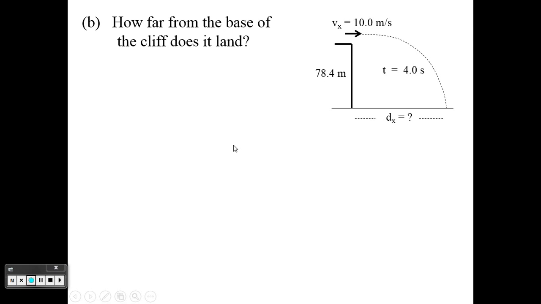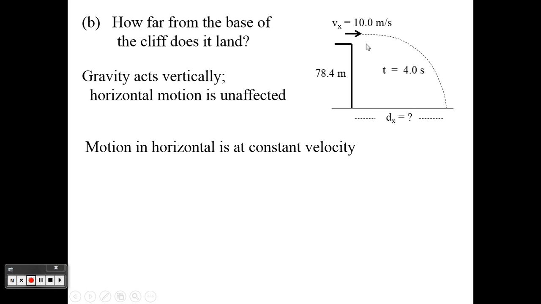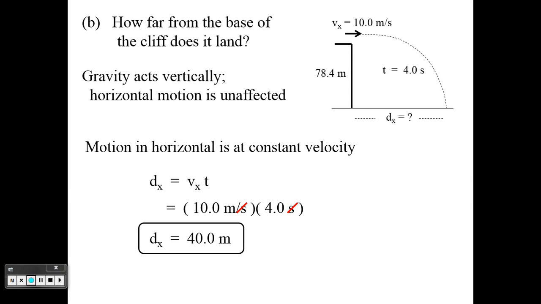Once again, we know that gravity acts only vertically. The horizontal motion is completely unaffected by gravity and therefore is at constant velocity. The only thing that gave the object its horizontal velocity was the launcher, be it a cannon or a person or whatever. Gravity acts only vertically. And neglecting air resistance, the velocity in the horizontal will not change once it is launched. That means that we can use this equation, d is equal to v times t. Inserting my values leads me to this answer right here, 40 meters.